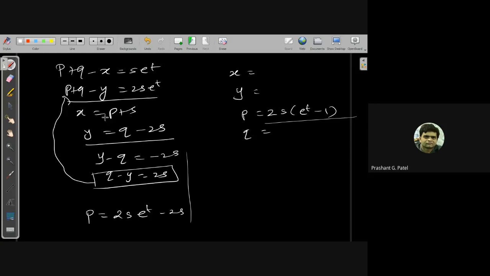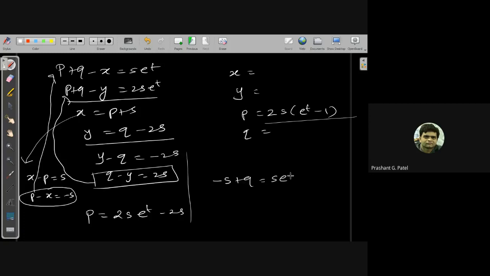Using this, from this one what can we write? x − p = s, so p − x will be −s. Putting this value into this equation leads to p − x, that is −s, so −s + q = s e^t. So the value of q is s plus s e^t, so it gives me s (e^t + 1).